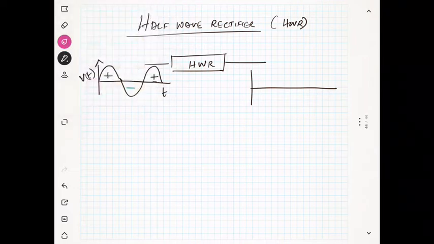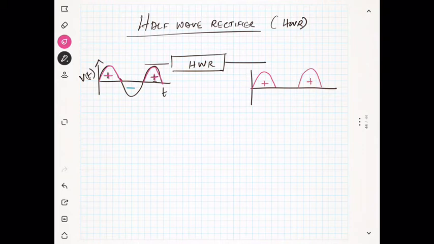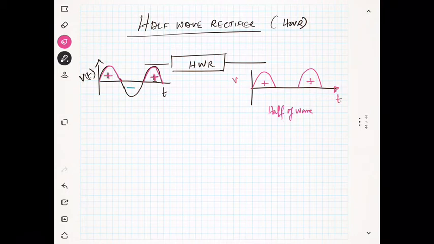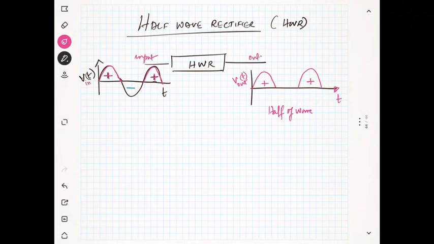That is the main beauty of this. You have the positive part here, so at the output you can see only the positive part. That means you are getting half of the wave. That is why we call it a half wave rectifier. This is the voltage output, V out of t, this is V in of t, the input, and this is the output.